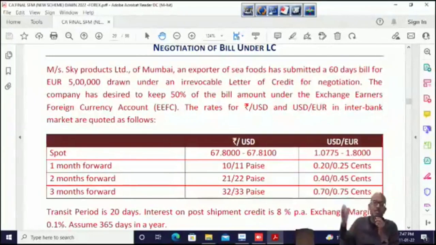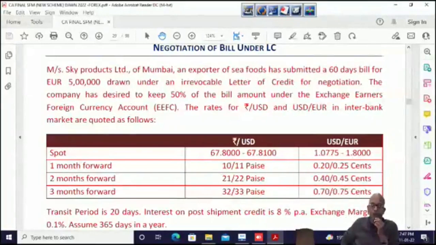So the simple concept is, after 60 days we are going to receive 5 lakh. The company has desired to keep 50% of the bill amount under the exchange earners foreign currency account. So they don't want to convert 5 lakh, they only want to convert the remaining 2,50,000. The rest shall remain over there.